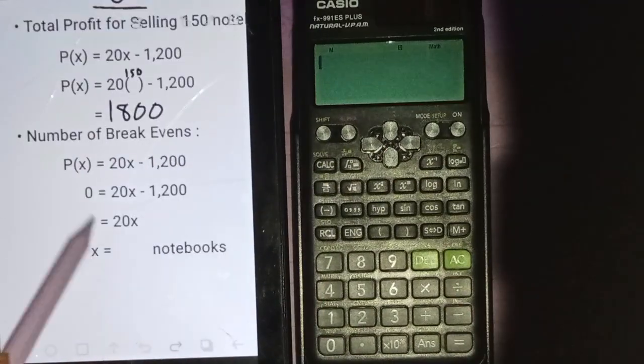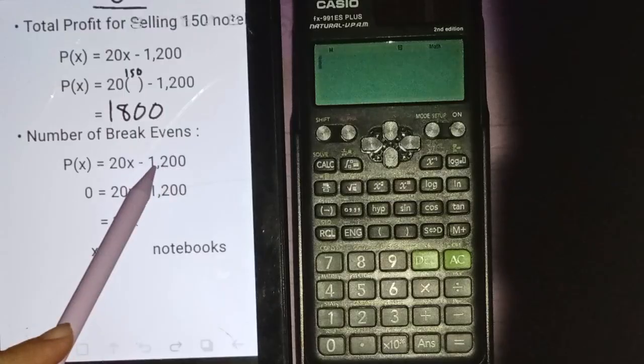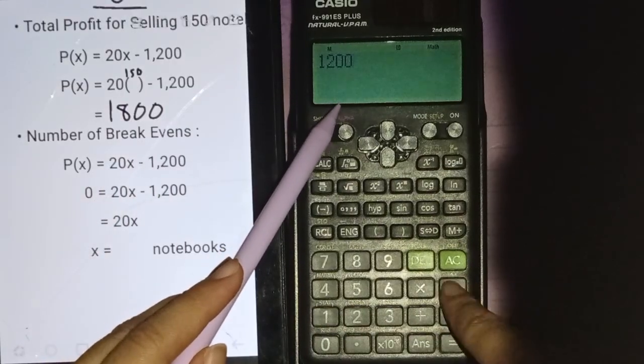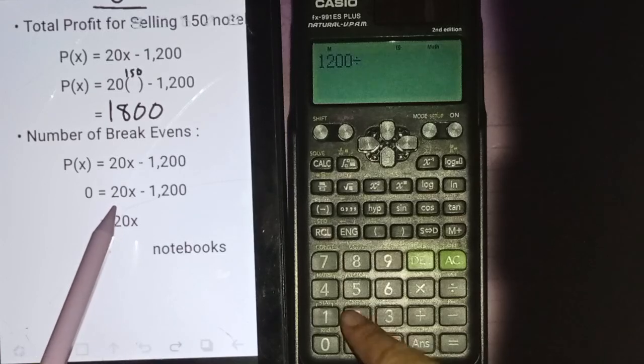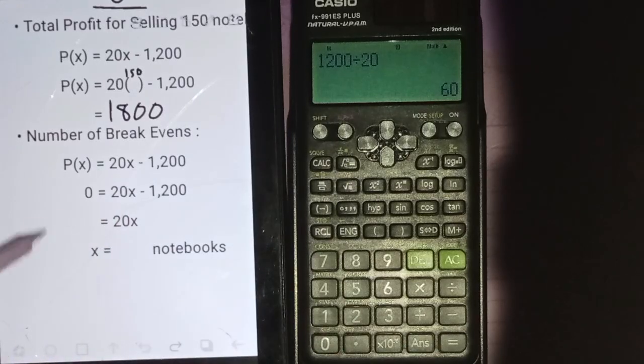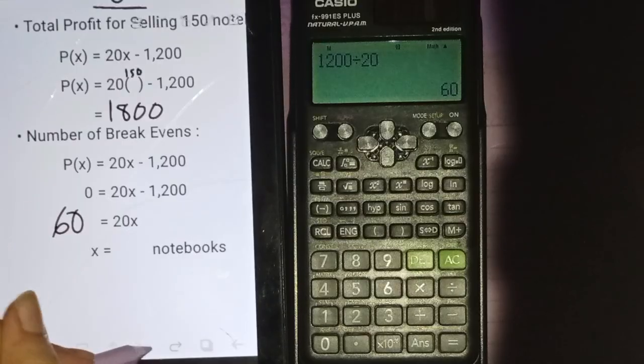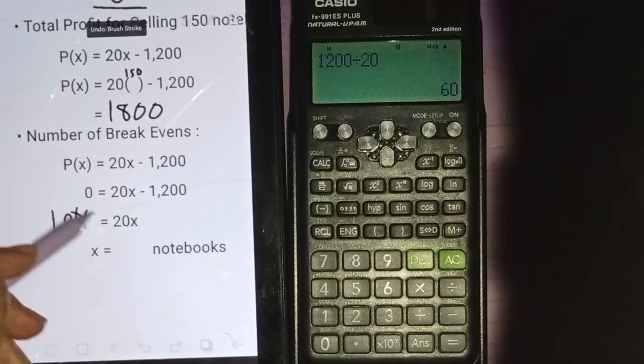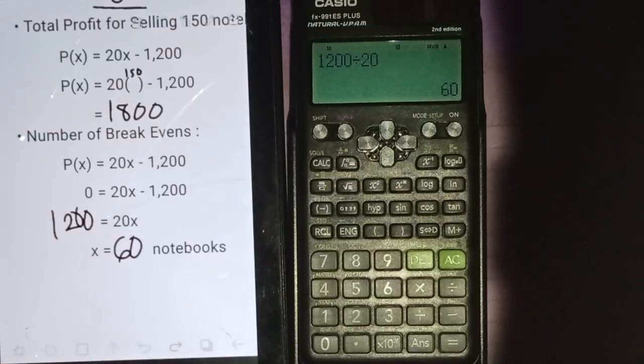So now in order to solve the number of break-evens, we simply must put in the fixed cost and divide it by the revenue, which is 20. That will get you to 60. So meaning X is equal to 60 notebooks.